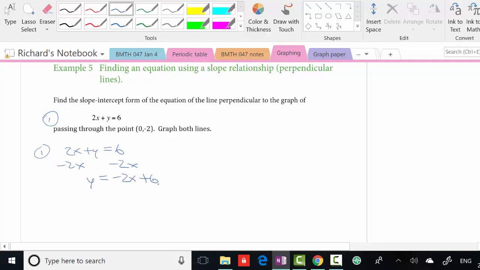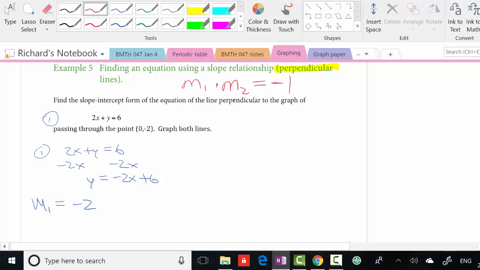All right, so I'm going to call m1 the slope for equation 1, which is equal to -2. Now I need to find the slope of equation 2. The trick here is these are perpendicular lines, and perpendicular lines have the following property. If you have two slopes, m1 and m2, m1 times m2 will be equal to -1, where m1 is the slope of the first line and m2 is the slope of the other line.